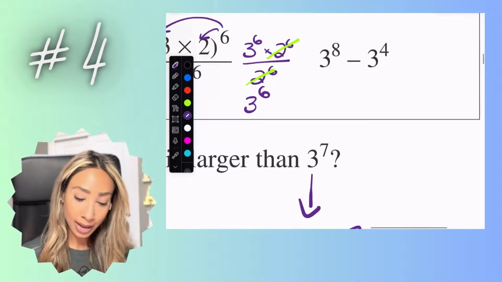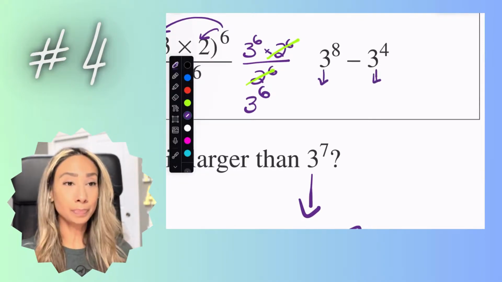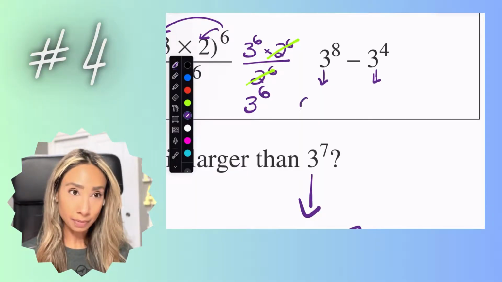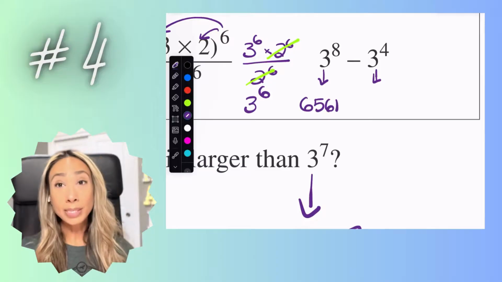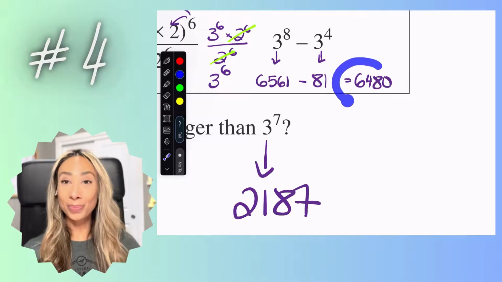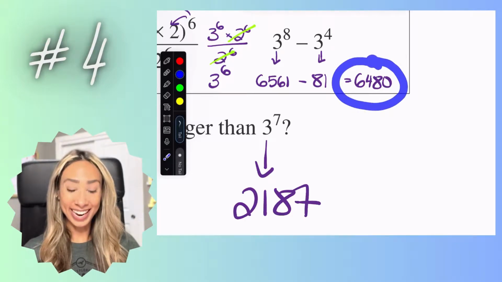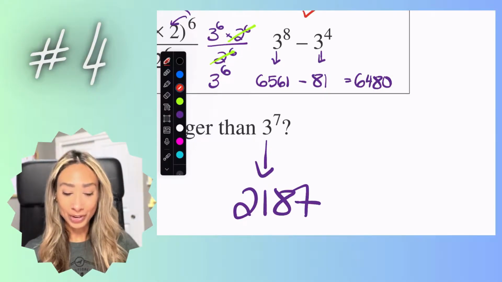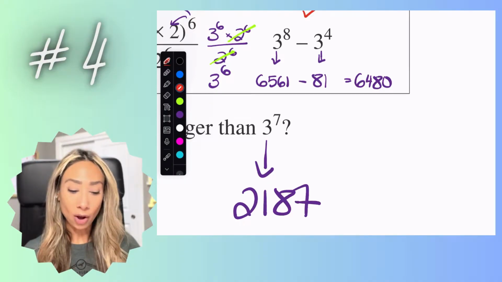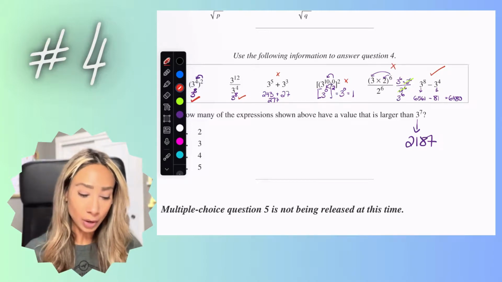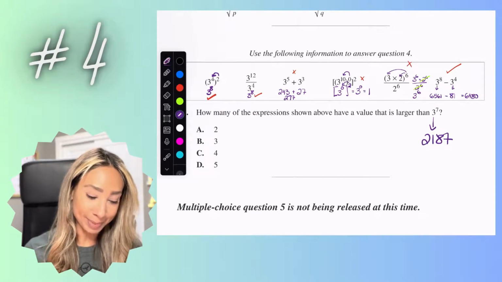We're just going to go ahead and evaluate those numbers. So 3 to the power of 8 is 6,561. And we're going to take away 3 to the power of 4. When I subtract them, I'm going to get 6,480. So of course that expression is going to be larger than 2,187. So that means altogether we've got 3 expressions that are larger than 3 to the power of 7, which makes our answer letter B.